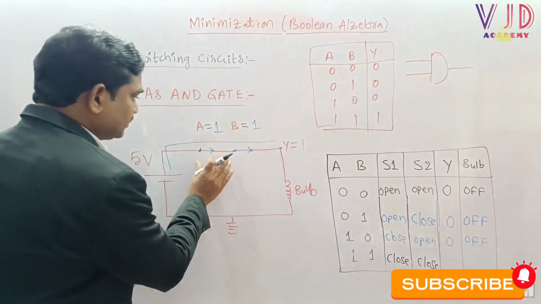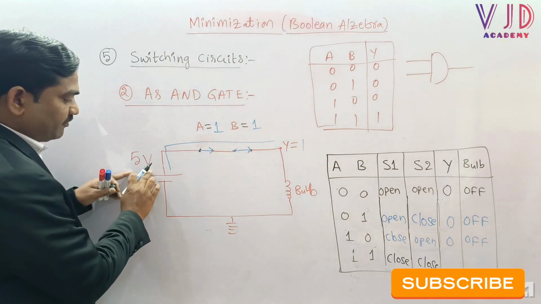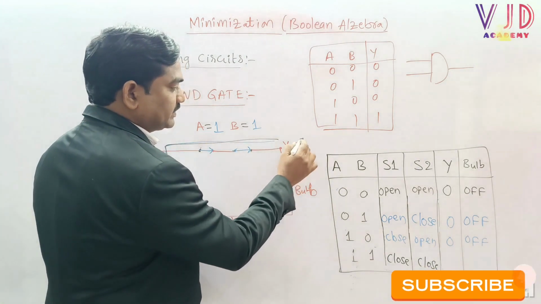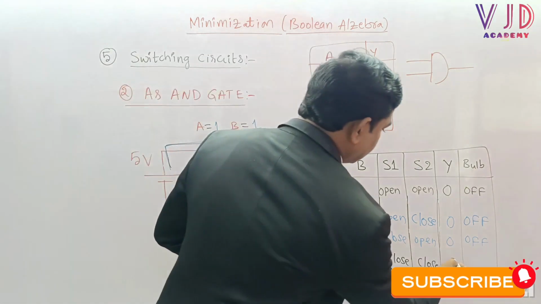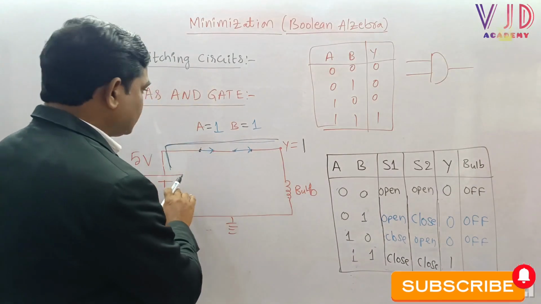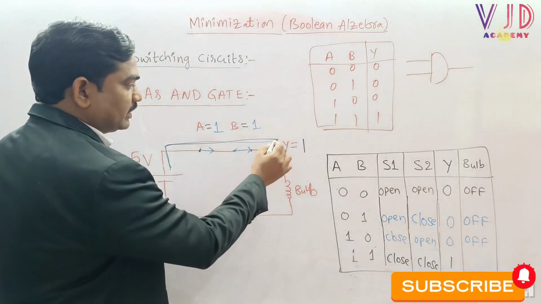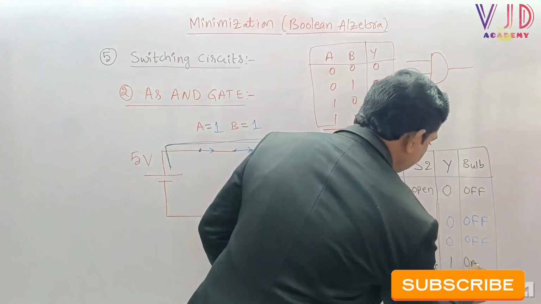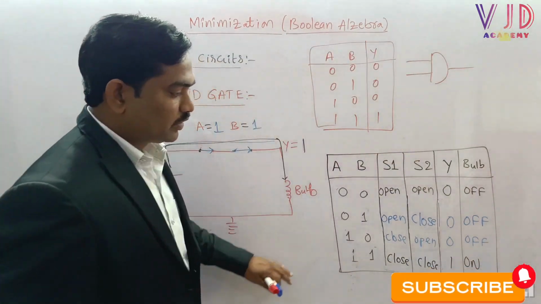And because both switches are closed, whatever power supply we are applying here, the 5 volts will go to output Y. We can say that the output will be 1. And now because the 5 volts power supply is coming to output Y, it will automatically go to the bulb, so the bulb will be turned on. So this is the truth table.